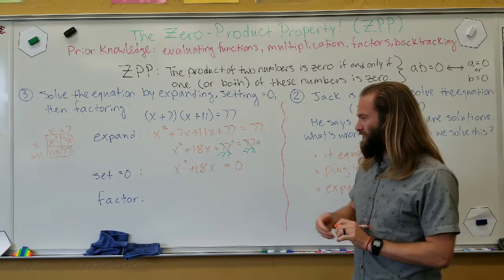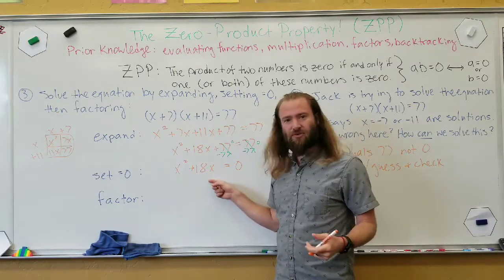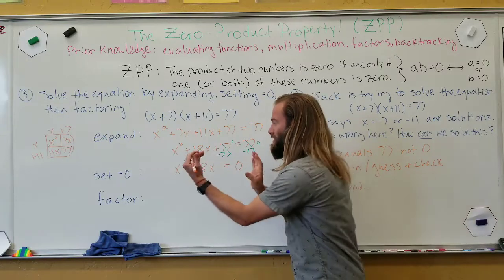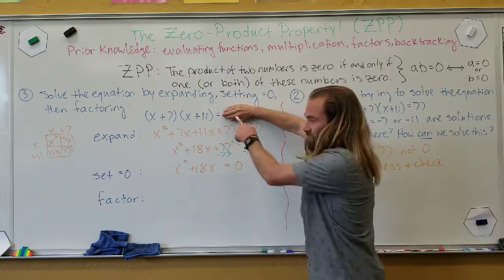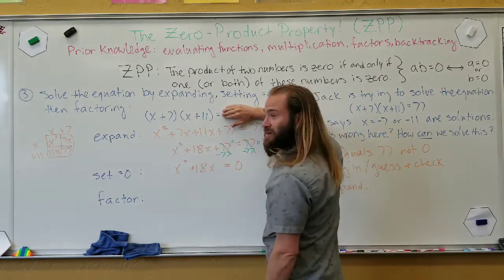I want you to think about this. This right now is not factored, right? This is not able to use the ZPP right now because it's actually a sum. It's not like something times something, right? Remember that if this was equal to 0, we'd be able to solve it right away because Jack would have been right. It would be -7 and -11, right?